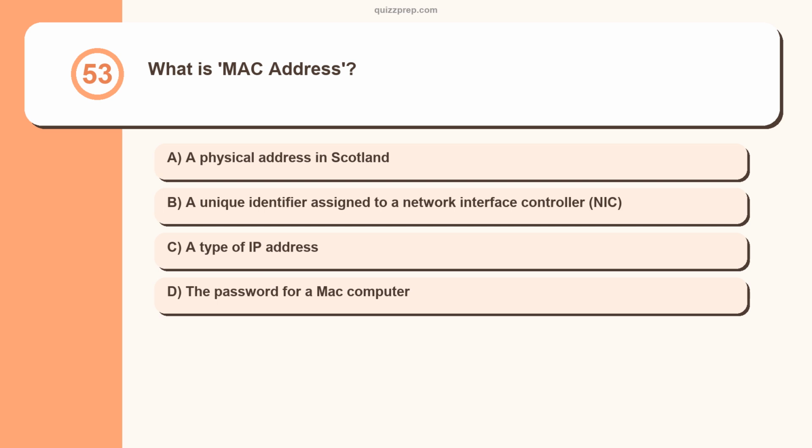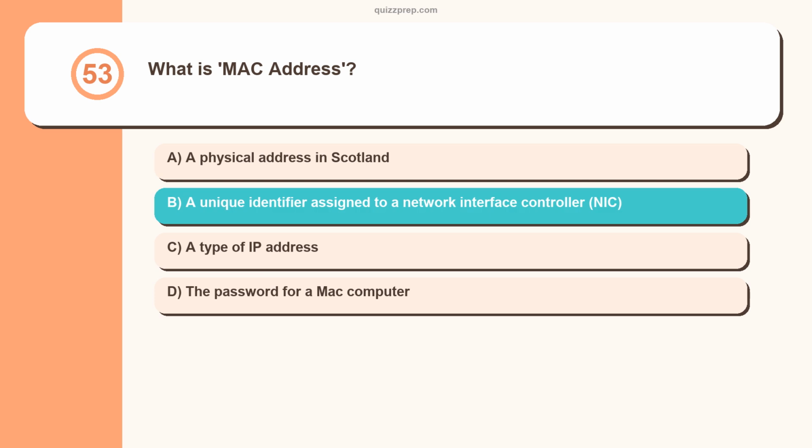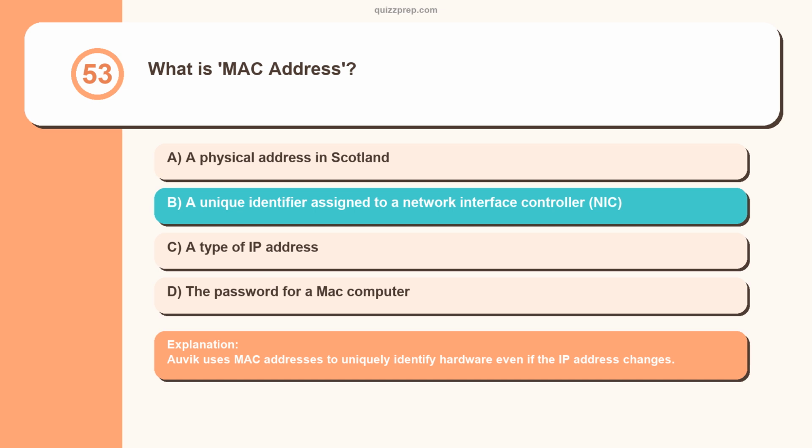Question 53. What is a MAC address? A physical address in Scotland. A unique identifier assigned to a network interface controller, NIC. A type of IP address. The password for a Mac computer. Auvik uses MAC addresses to uniquely identify hardware even if the IP address changes.